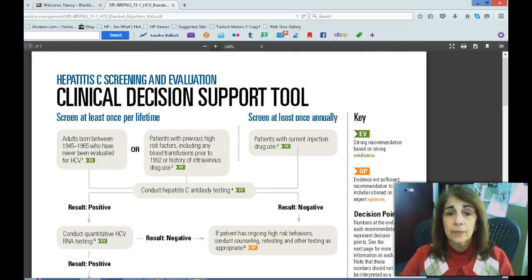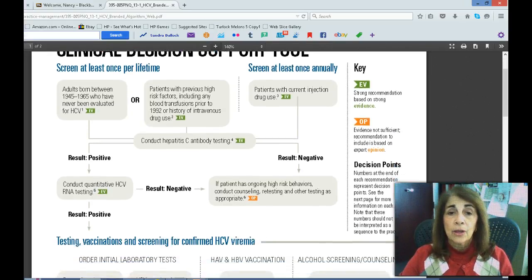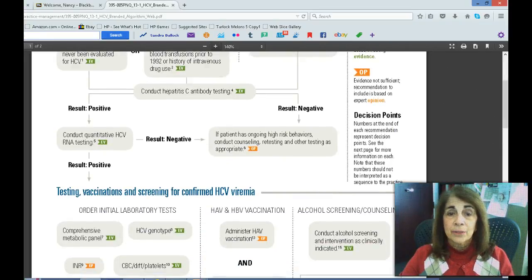annually. And then the nice thing about a decision support tool is you just follow the lines. So on all of these 3 different populations, you conduct hepatitis C antibody testing, which has a strong level of evidence. If it's positive, then you conduct quantitative HCV RNA testing. If it's negative in any of the groups, patients with ongoing high-risk behaviors receive counseling, retesting, and other testing as appropriate.